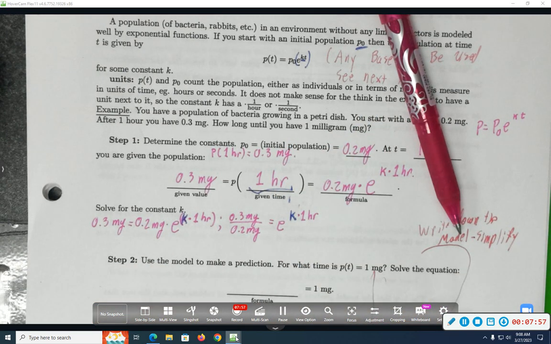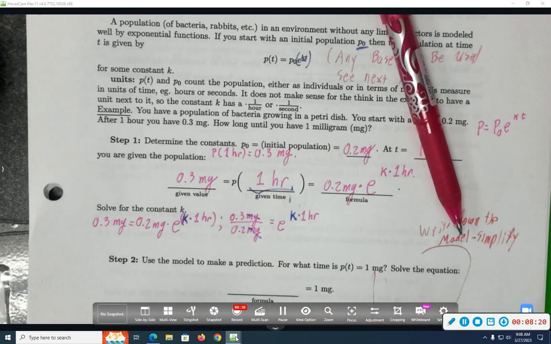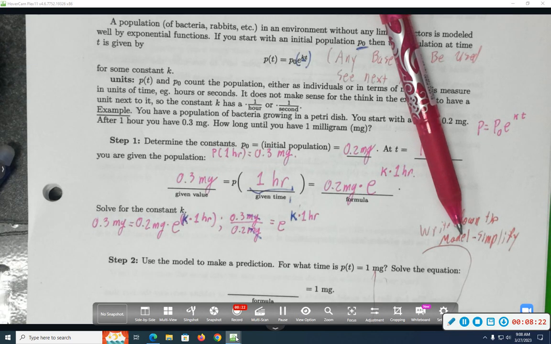All right. And now, before we move on and do the next step, does anything cancel? Yeah. 1 milligram divided by 1 milligram is just 1. No units anymore, which is good. e to a power doesn't have a unit next to it, so the unit should go away. Milligrams cancel. So 0.3 divided by 0.2 is equal to e to the K times 1 hour.